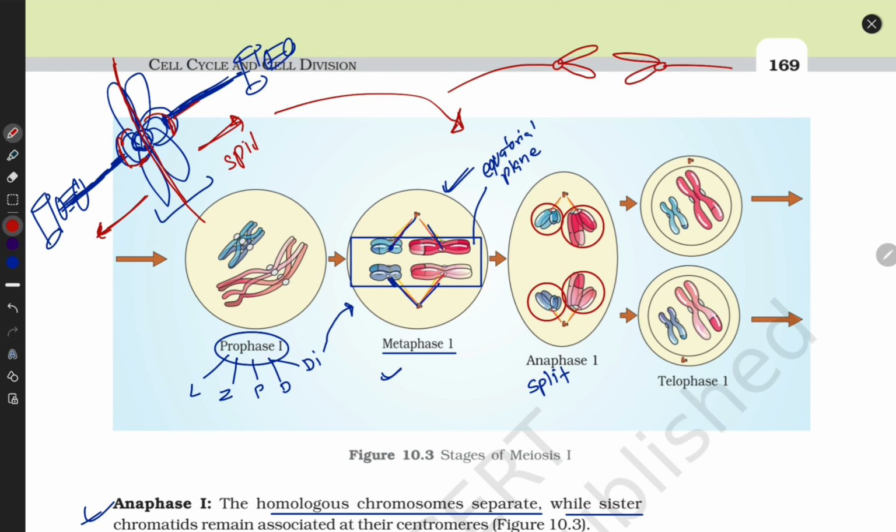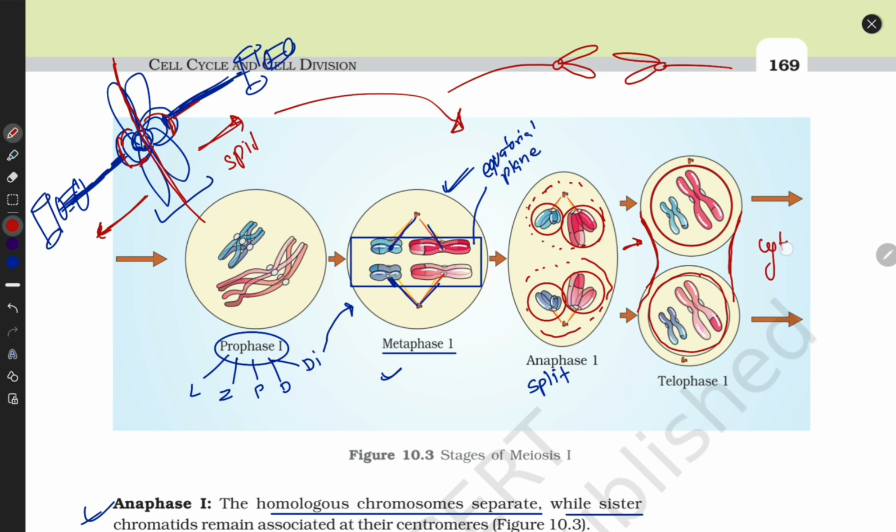Okay, clear. Now you can clear better. And now finally the nuclear membrane starts forming: telophase. I'm drawing telophase here. Wait guys, cytokinesis still has not occurred. Here the nucleus is formed, karyokinesis has occurred.